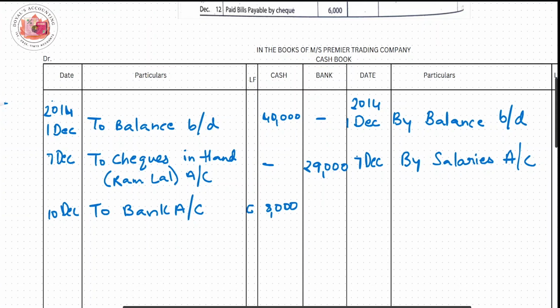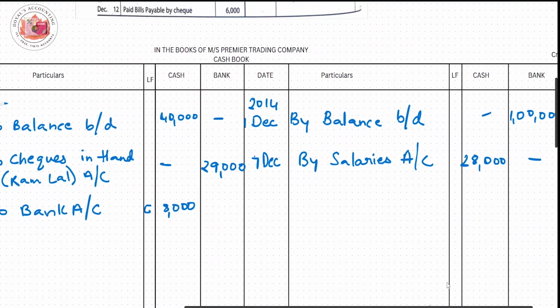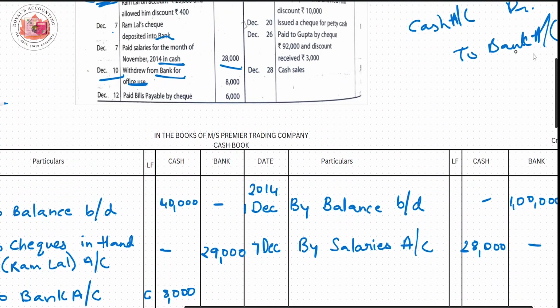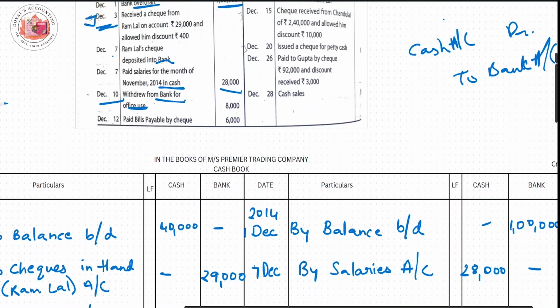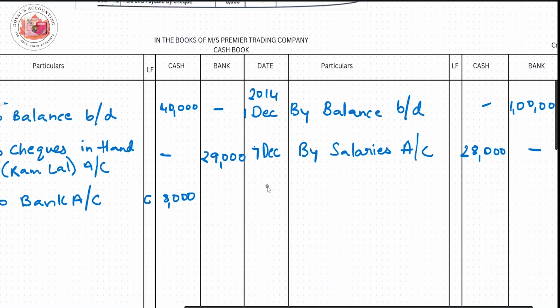Now I will do the same thing, and this time I will assume this is only a bank account and there is no cash column. So how will I record? Now, this is on the credit side, right? So in my bank account I will write by cash account, 10th December, by cash account. Contra, I will write in the bank column, not the cash column.